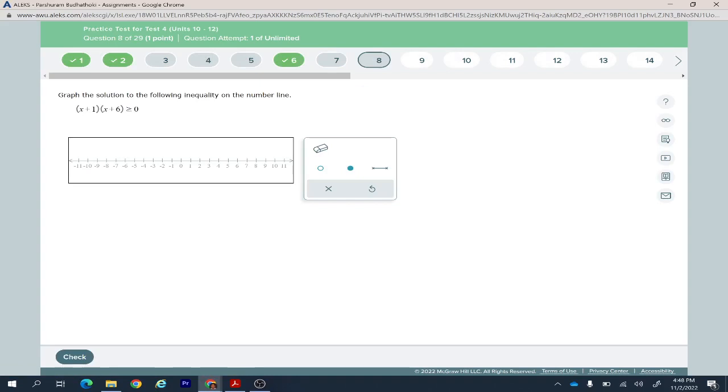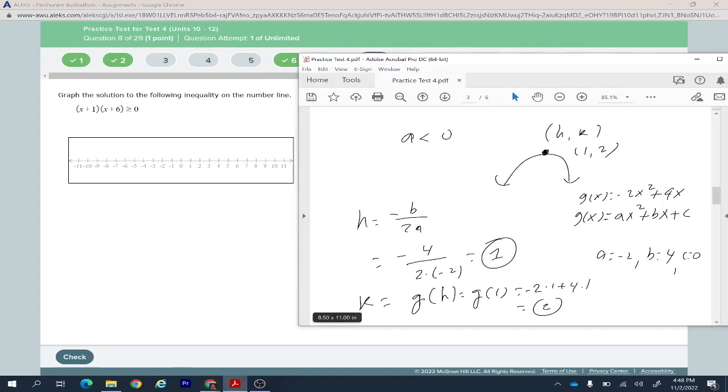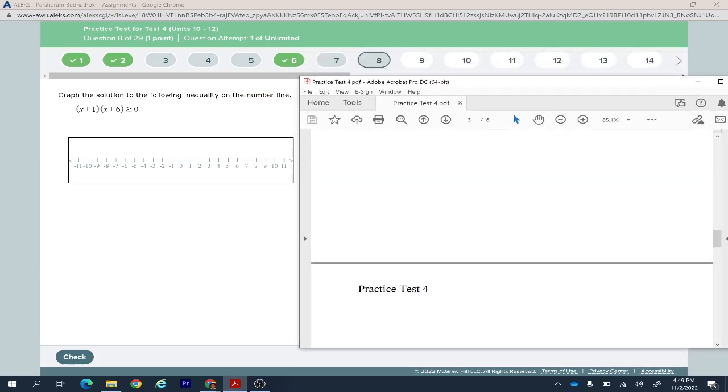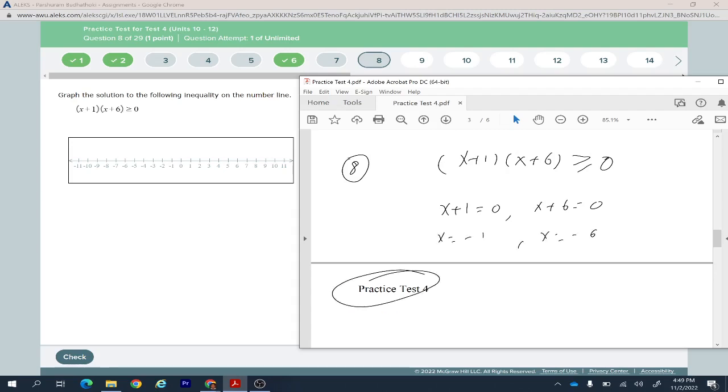To solve this quadratic inequality, first of all, whenever you have an inequality, you have to find the zeros. So this is problem 8. x plus 1 times x plus 6 is greater than or equal to 0. You want to find out where this product gives you positive or 0. The way we are supposed to do it is, first, find where these factors give you 0. So solve this: x equals -1 and x equals -6. These are the 2 points where this product would be 0.